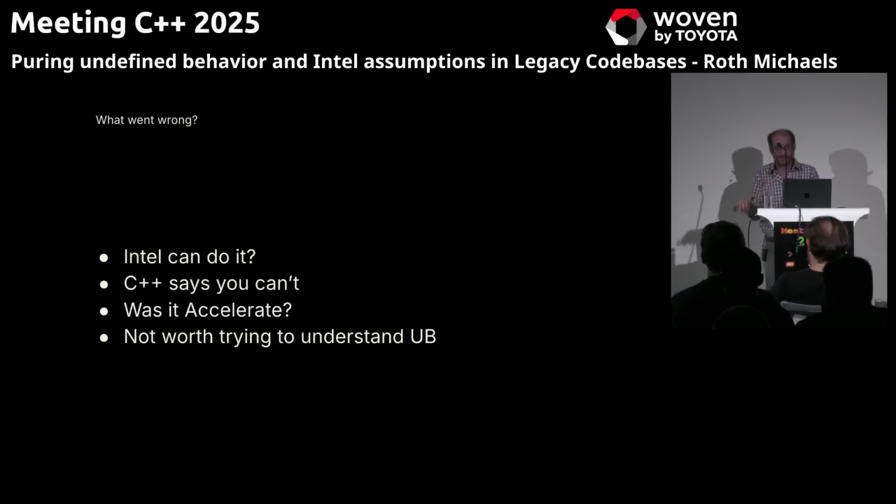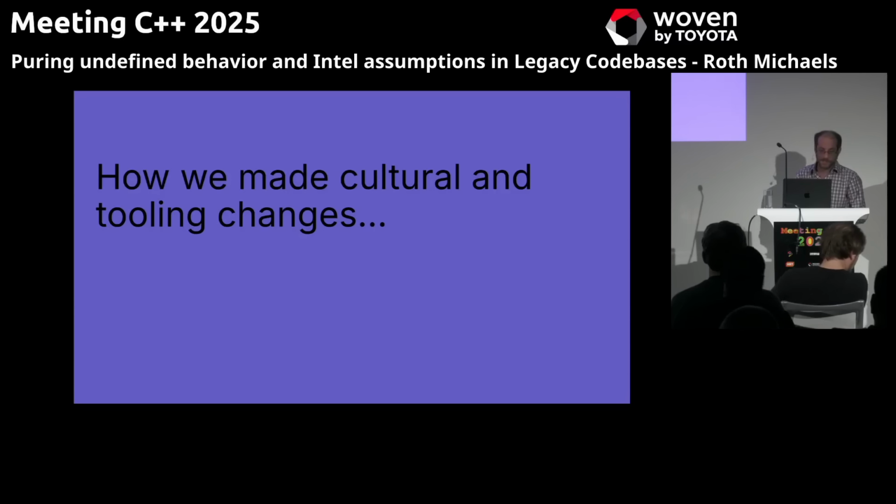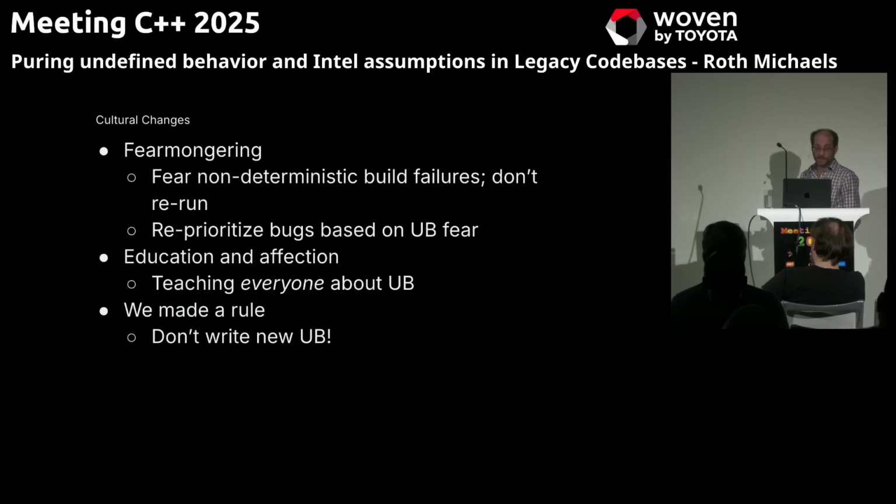So seeing some of those scary examples, we really wanted to make some cultural and tooling changes to start making sure we didn't write new code like this and slowly remove undefined behavior from our code base, without dealing with, how do I say it, the discouragement of trying to do that to a 25-year-old code base. So what did we do for cultural changes?